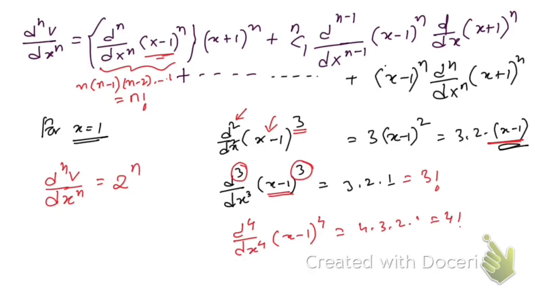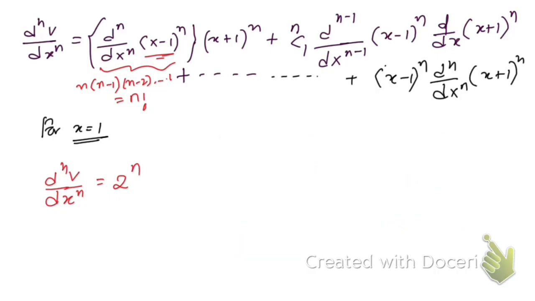So putting x equal to 1, we're going to get here 2 to the power n into factorial n, and the remaining terms will be 0, because here you see this is the power, and this power is n, and the order of derivative is 1 less.